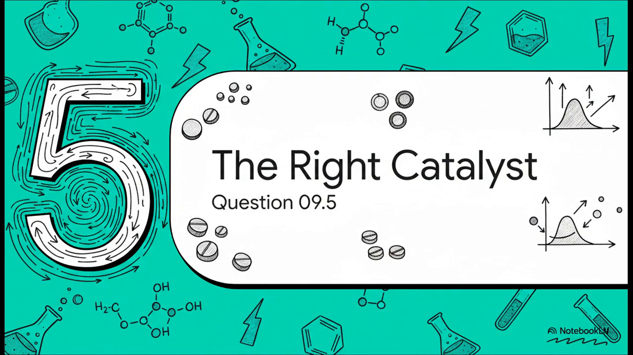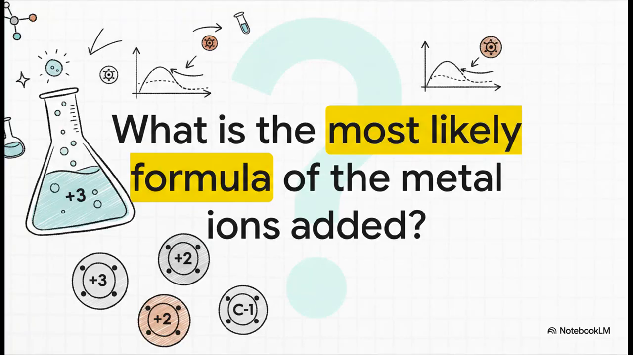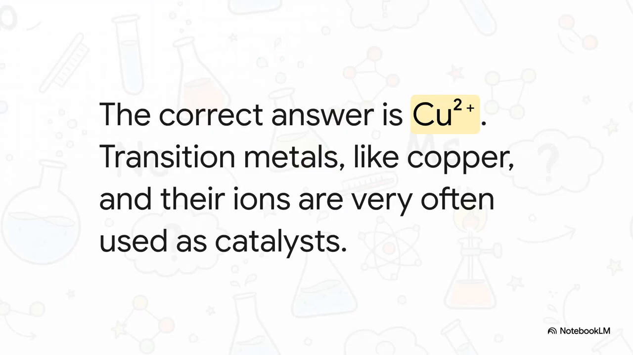This one is a multiple choice question, and it's a test of your chemistry knowledge about catalysts. The question says adding certain metal ions lowers the activation energy. Now, as soon as you hear lowers the activation energy, you should be thinking catalyst. So of the four options here, aluminum, calcium, copper, and sodium ions, which one is a famous catalyst? The correct answer is copper 2+, copper 2 ions. This is one of those key facts that's just really useful to remember. Transition metals like copper and their ions are often fantastic catalysts for all sorts of reactions.